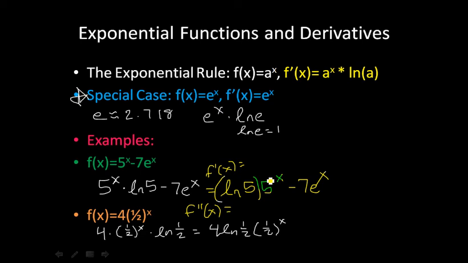So you get natural log of 5 times 5 to the x, natural log of 5, because now that is a, minus 7e to the x. So that would be f double prime of x right there. And so that's the conclusion of exponential functions and their derivatives. Next we will be talking about derivatives of natural logs.